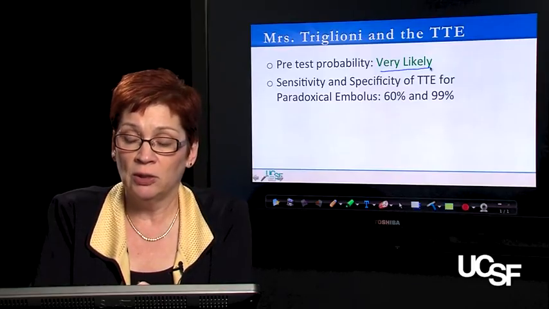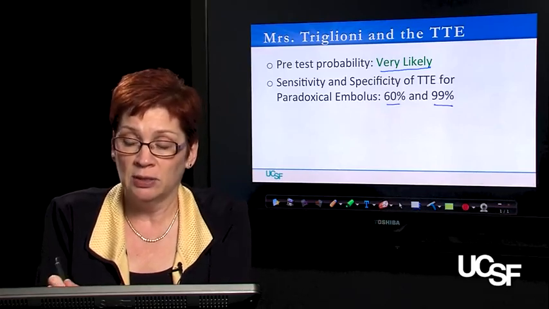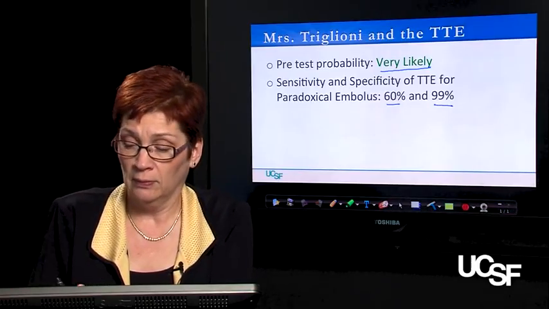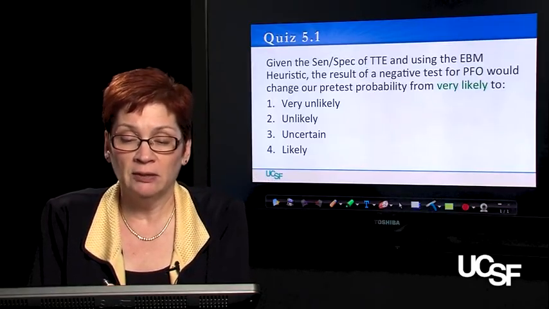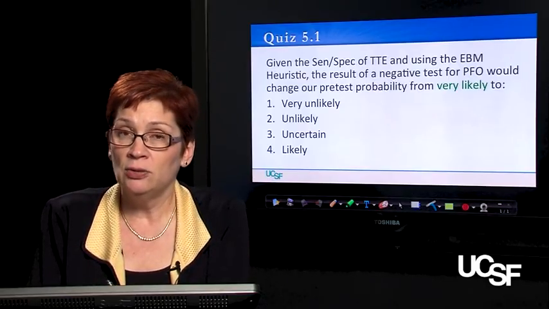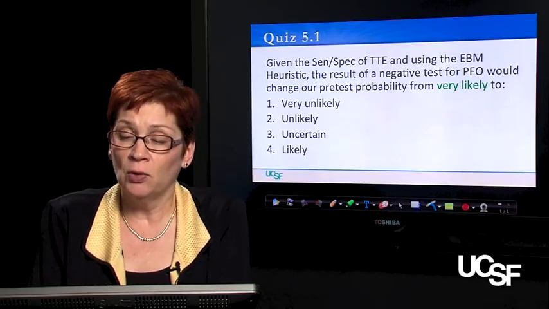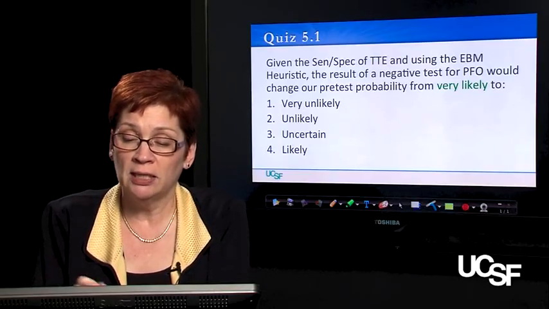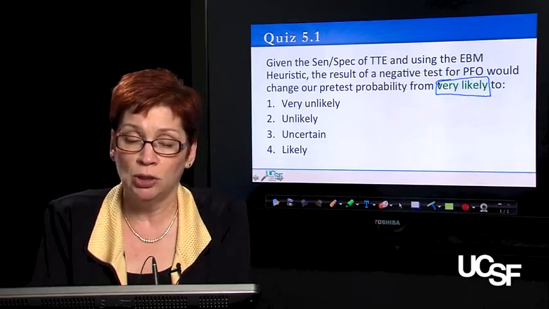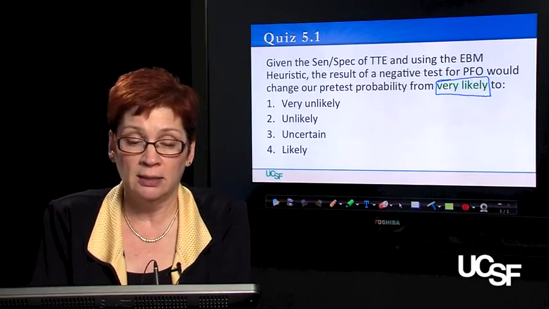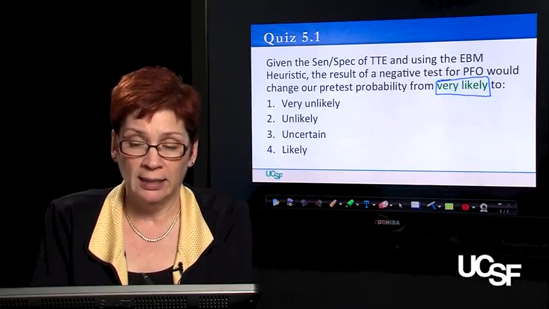And the sensitivity and specificity of the transthoracic echo for paradoxical embolus you find in the literature is 60% and 99% respectively. So, first quiz of the day. Given the sensitivity and specificity of transthoracic echo, and using the evidence-based medicine heuristic we introduced last week, the result of a negative test for a patent foramen ovale would change our pretest probability of paradoxical embolus from very likely in Mrs. Trigliani to, number 1, very unlikely, as the resident says, number 2, unlikely, number 3, uncertain, or number 4, likely.